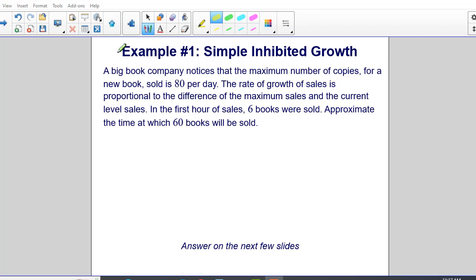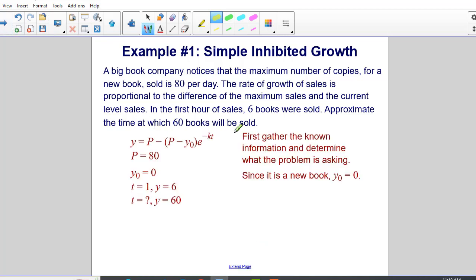Example 1. Simple inhibited growth. A big book company notices that the maximum number of copies for a new book is 80 per day. The rate of growth of sales is proportional to the difference of the maximum sales and the current level of sales. In the first hour of sales, 6 books were sold. Approximate the time at which 60 books will be sold.